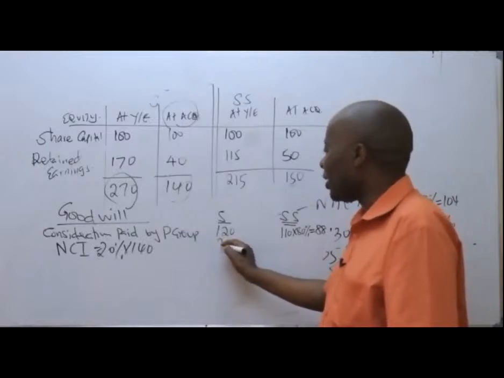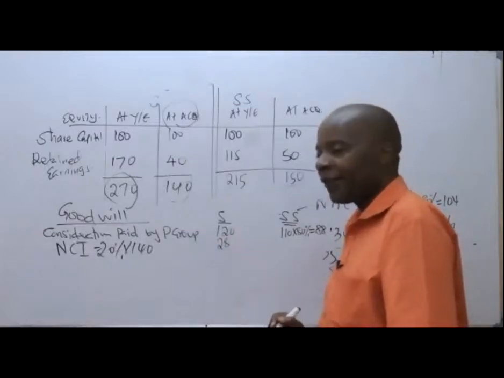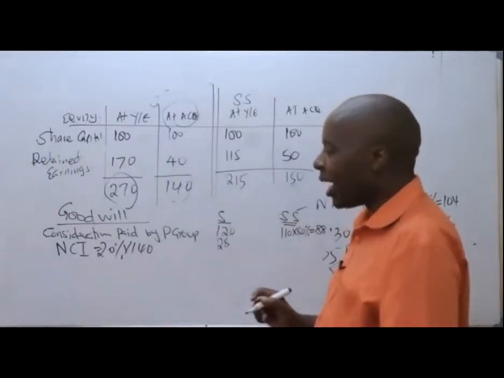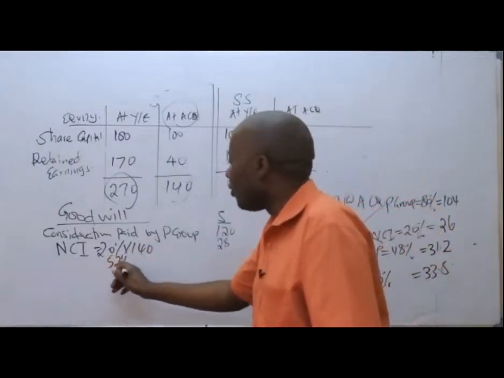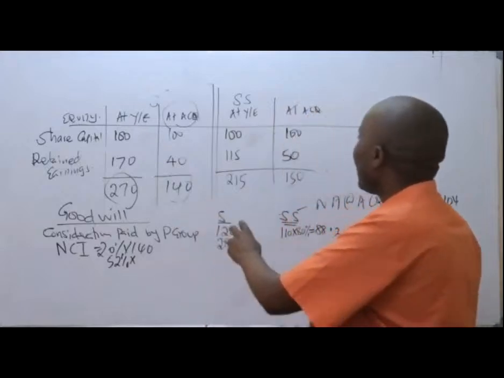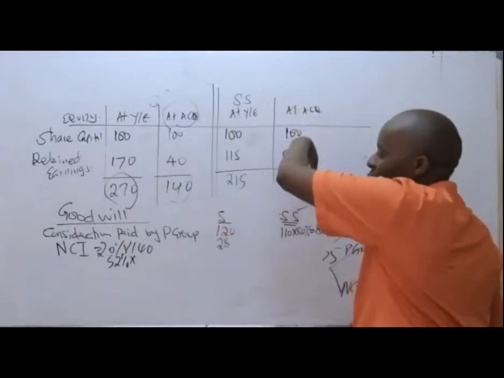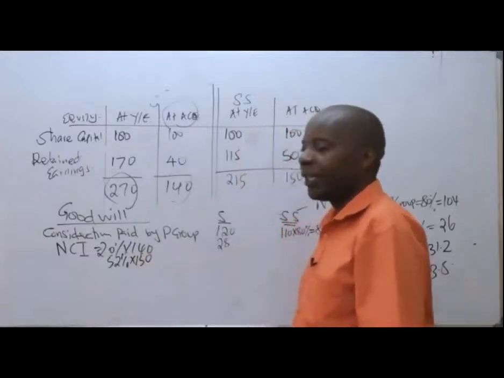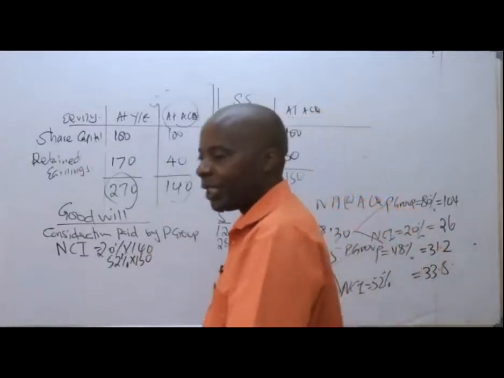20% of what? That is 28. And then we have 52%. 52% of SS at acquisition, that is 150. So could you kindly give me this figure?